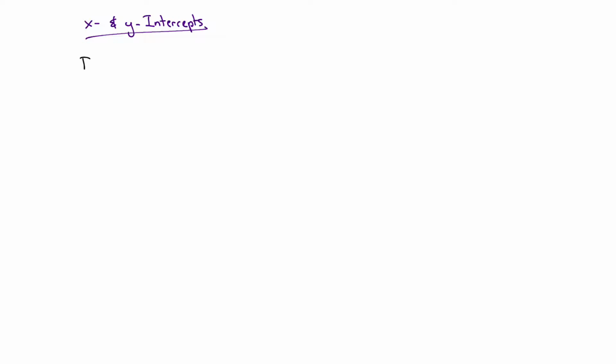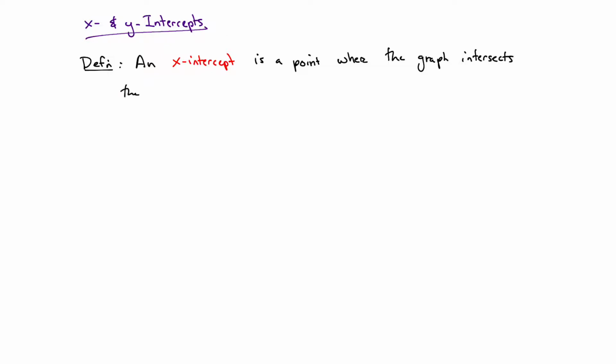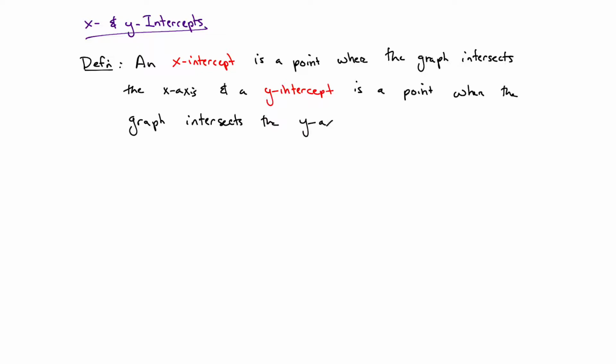So the first thing would be a definition. What is an x-intercept or a y-intercept? An x-intercept is a point where the graph intersects the x-axis. And a y-intercept is a point where the graph intersects the y-axis. So that's the definition of an x and a y-intercept. It's a point where they cross their corresponding axes.